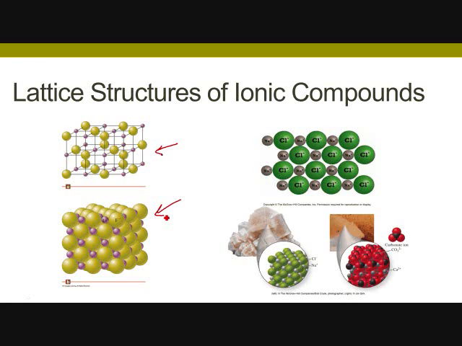Notice how the positive and negative ions are alternating. They are staying apart: the positives aren't by the positives, and the negatives aren't by the negatives. That all has to do with those attractive and repulsive forces with the nucleus and with the electrons. So they're trying to make it as stable as possible by alternating their formation.